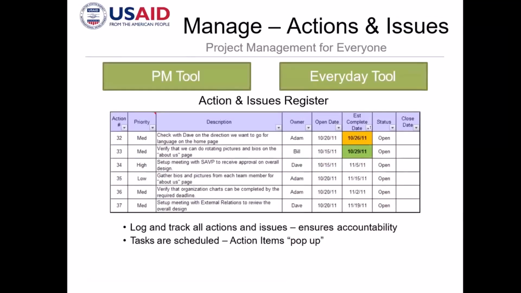So you will have something like this, an action and issue register. So you will have a date when it should be addressed, right? You will also classify the priority of those issues or risks that need to be addressed. This is like a logbook of all the issues and action items.